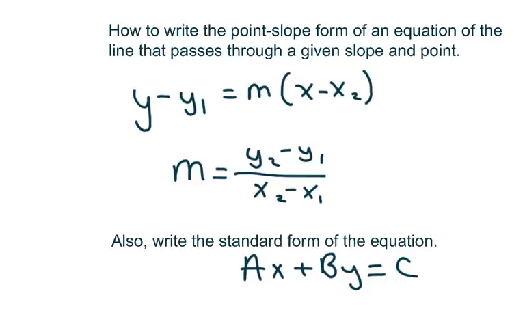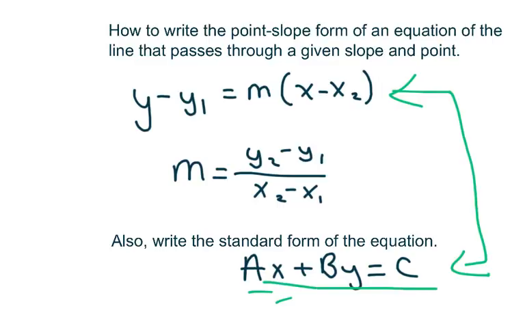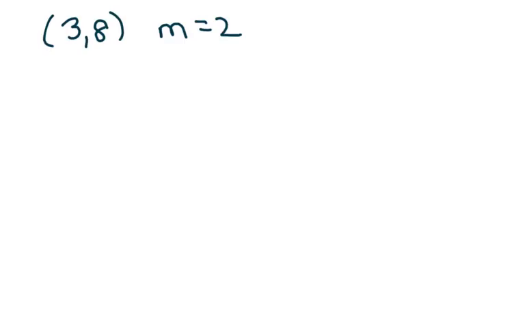Hi everyone, we're going to learn how to write the point slope form of an equation of the line that passes through a given slope and point. We already graphed these in the previous video. We're also going to write the standard form of the equation. So once we get this form, we're going to rewrite the equation in standard form. And we also talked about standard form in a previous video. So we're going to do a few examples.